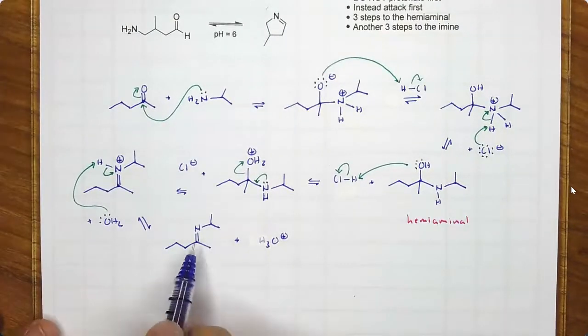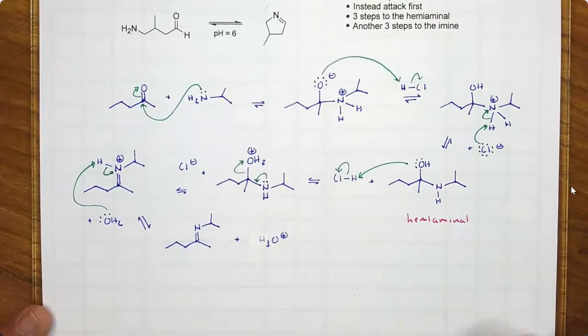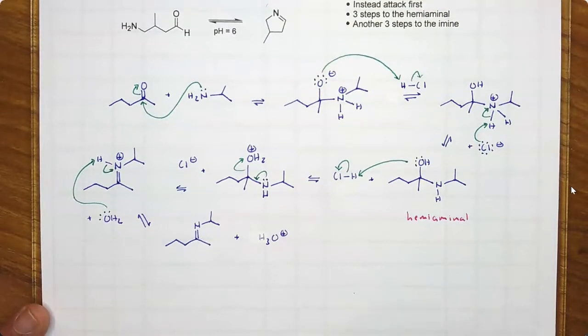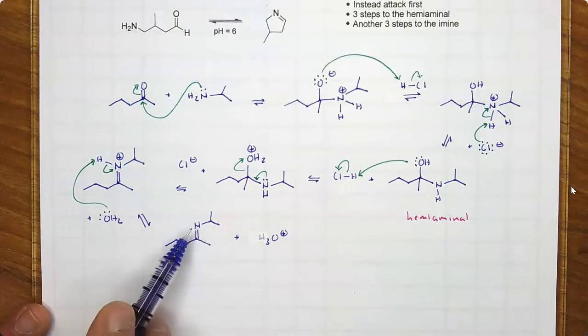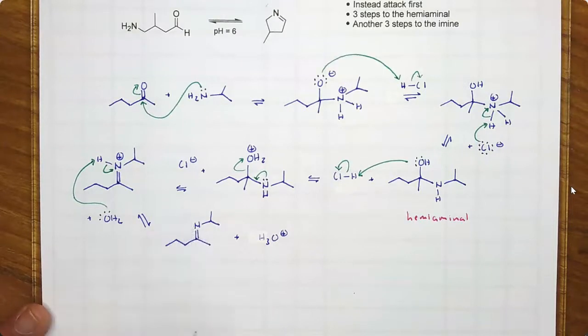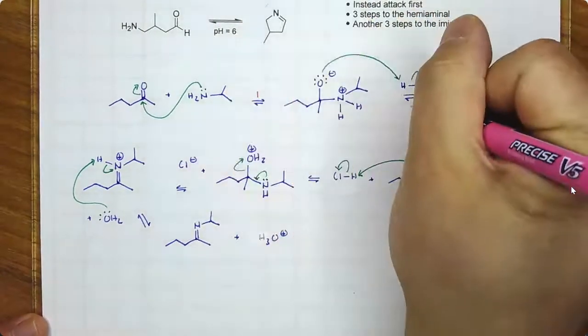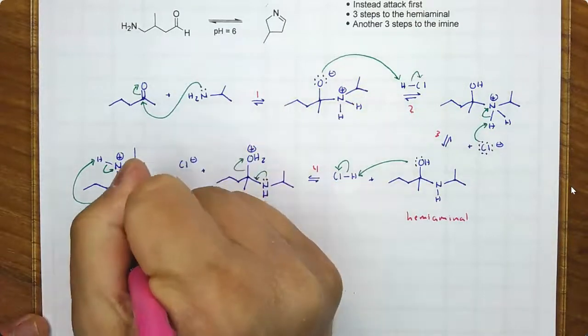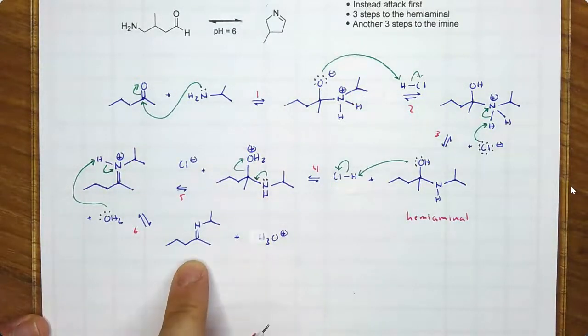Pick a side, either left or right. I normally wouldn't care if you draw it to the left, but I do care that you make an angle. Don't draw the R group straight up. Let me label the steps, or at least number the steps. 1, 2, 3 to the hemiaminal, 4, 5, 6 to the final product.